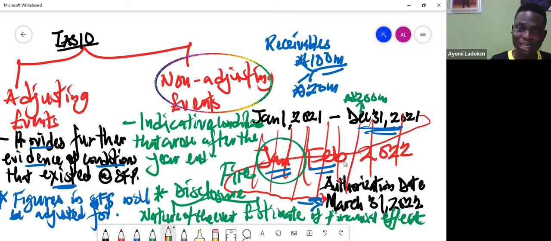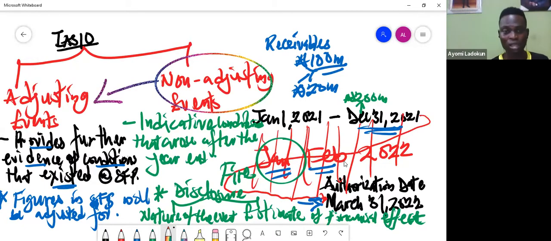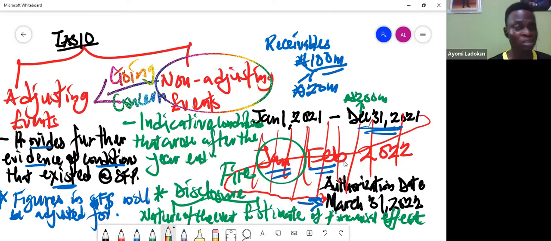IAS10 now says that a non-adjusting event should be treated as an adjusting event, okay? If it will impact going concern, all right? So you need to take note of that in case the examiner should pick you up on that. So if it will impact on the going concern, then it has to be treated as an adjusting event. So that's the first thing you need to learn out of 3 that I wanted to tell you.